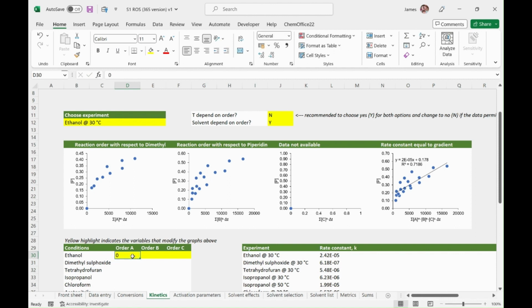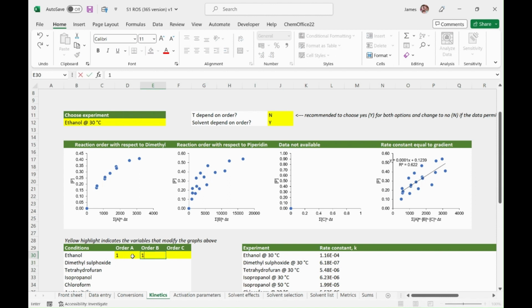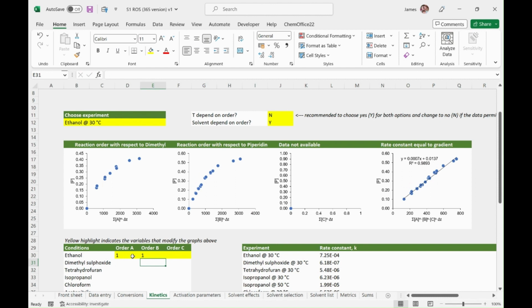So at the moment, our orders are blank, which is the same as if it was a zero order reaction. No change. If I enter 1, then you see we have overlap. Now, we're not expecting a linear chart here, we're just looking for overlap of data points. For the second chart, this is the order of reaction with respect to piperidine. Again, we're at zero order, we don't have overlap. If I enter 1, now we have a nice overlap of the data points.